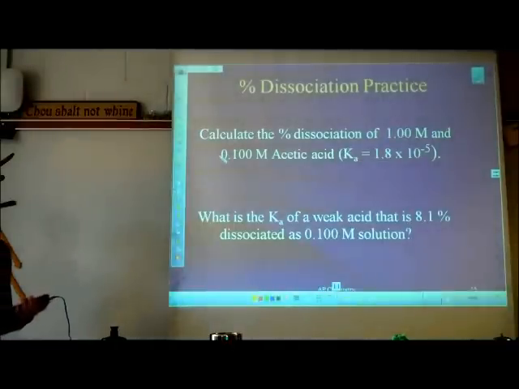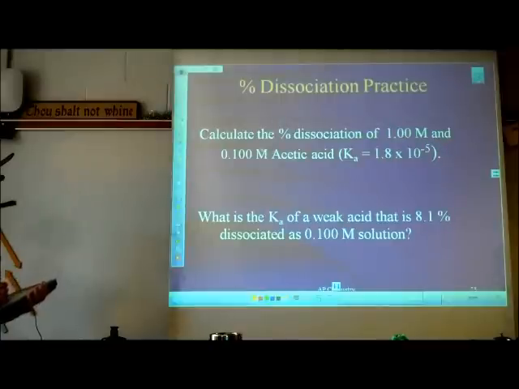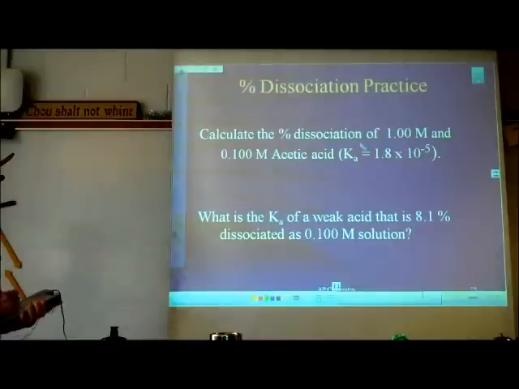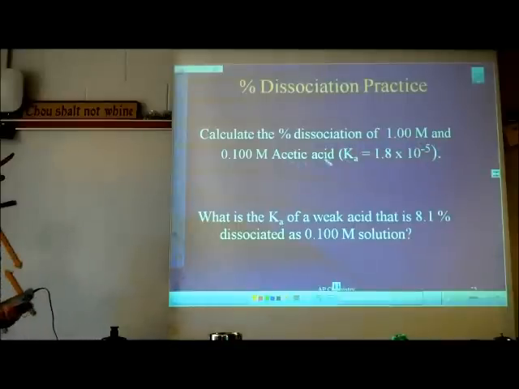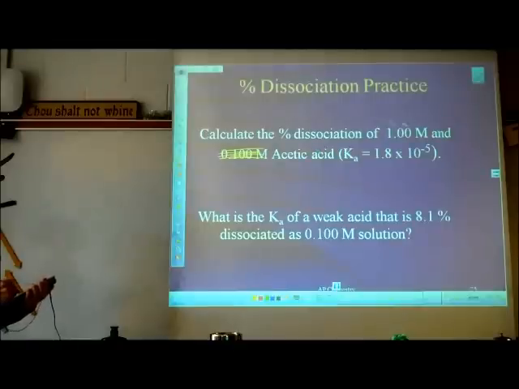I'm going to give you a chance to do a little bit of review. Okay? I want us to look at this first problem. It says calculate the percent dissociation of a 1 molar and a 0.1 molar acetic acid solution. Okay? And then I give you a Ka value. It's a weak acid. You must have a Ka value. What I would like for you to do is, and please don't cross it out on your slides, but just for the moment, let's ignore this number and just focus in on this one. That is our initial molarity.